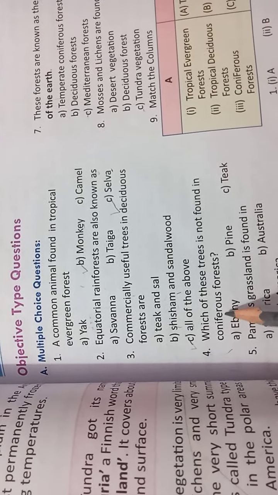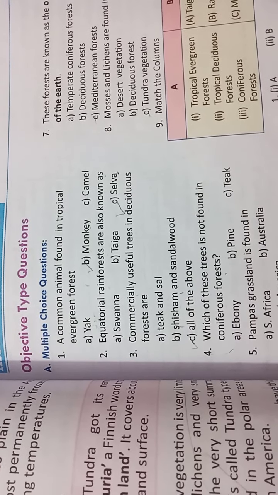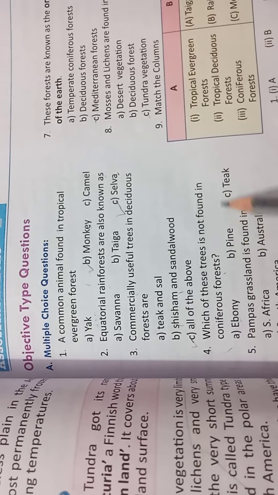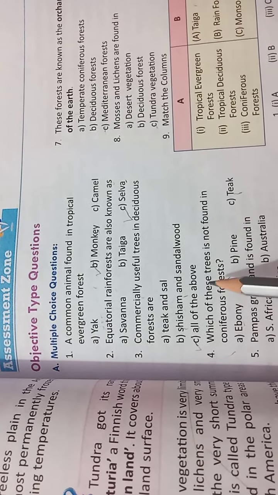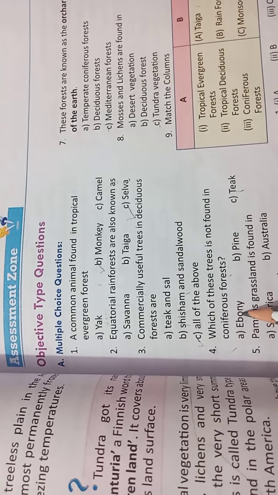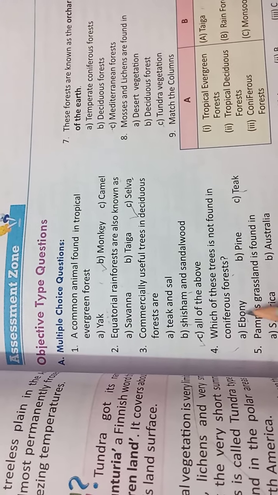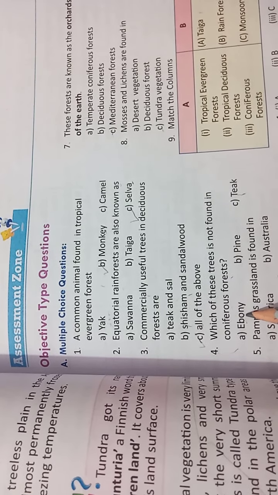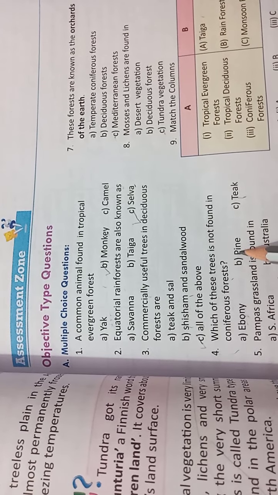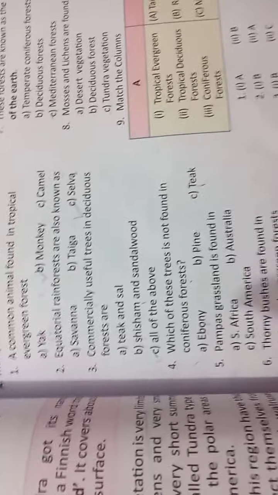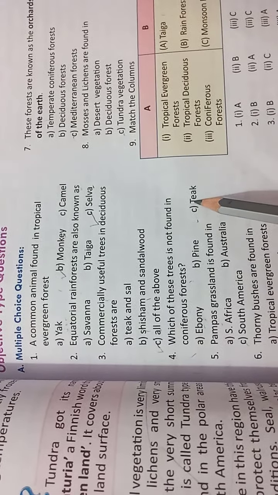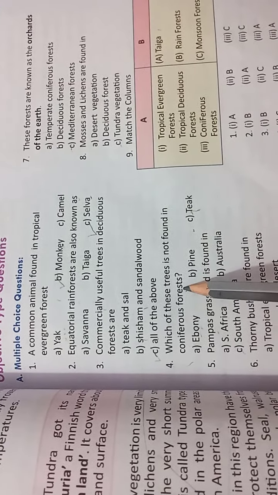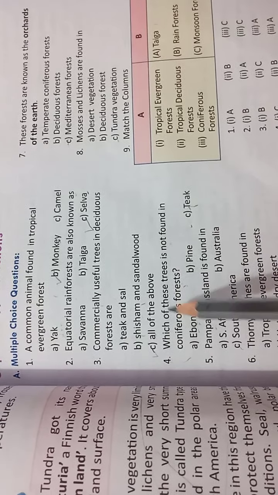Now the fourth question, which of these trees is not found in conifers forest? Options are ebony, pine and teak. Students, ebony is the example of evergreen forest. Clear? Pine is an example of conifers forest. Teak is an example of deciduous forest. But the question given here is, which of these trees is not found in conifers forest?